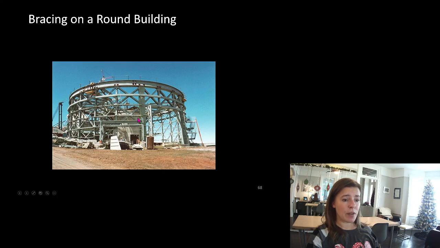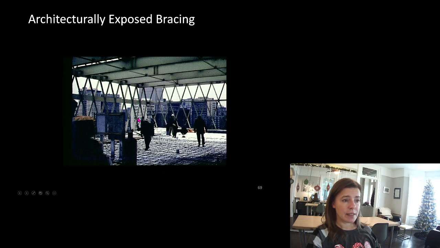And here's some bracing on a round building. I know I've said this before, but Dave and I always joke that you can take your pain once or spread it out. It's like tearing off a Band-Aid. You can do it quick or you can do it slowly. So you can have big bracing in one spot or you can have a lot of little bracing. And here they really took the lots of little bracing to the extreme.